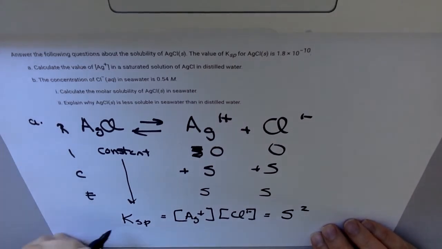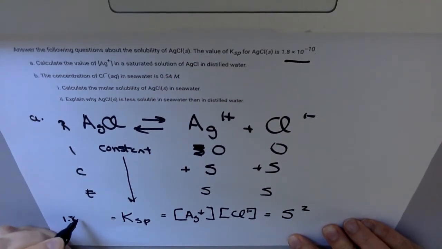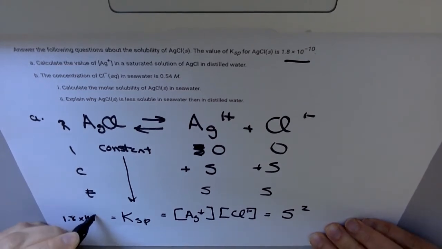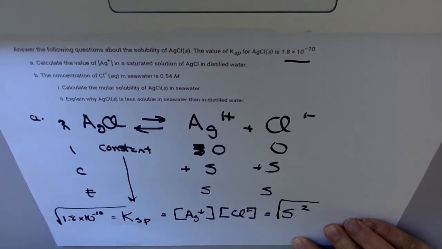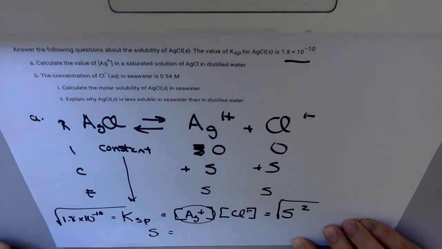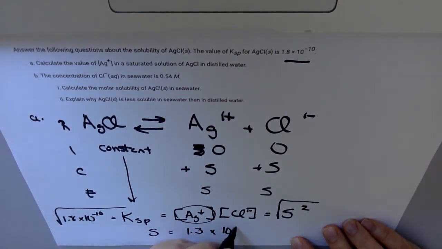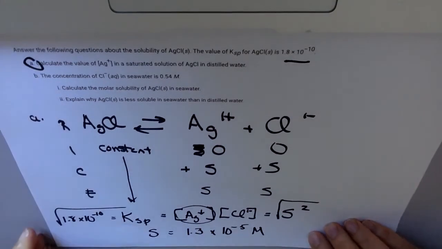And so since the KSP, as we see up here, is 1.8 times 10 to the negative 10th, we're just going to need to take the square root of both sides. And the square root of both sides is the solubility, or also the concentration of the Ag+. And so that's going to be 1.3 times 10 to the negative 5th molar. So that's A.